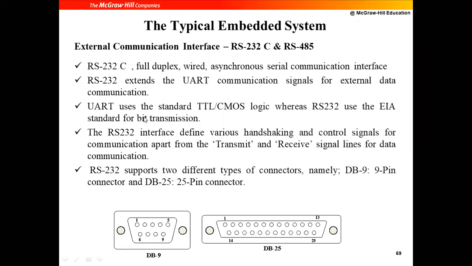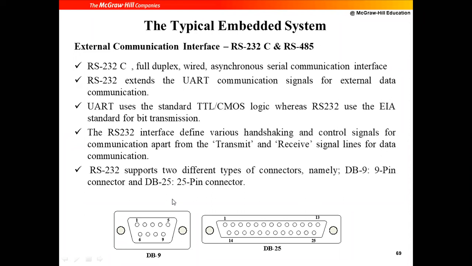So basically, UART uses TTL logic, whereas RS-232 uses the EIA standard for bit transmission. It is based on the voltage level. Okay, the RS-232 interface defines various handshaking signals. This is a very important characteristic. It defines various handshaking and control signals for the communication part, from the transmit as well as receive signal for the data communication. As I told you, RS-232 supports two types of connectors, the DB9 connector, which is a 9-pin connector, and the DB25 connector, which is a 25-pin connector.